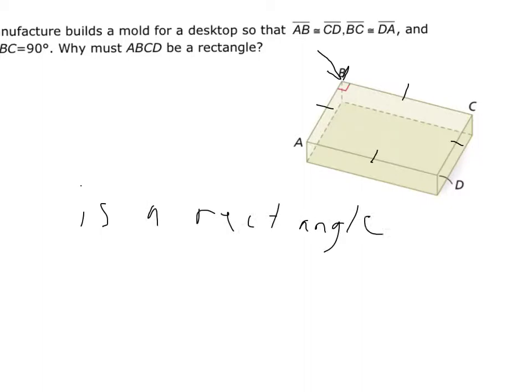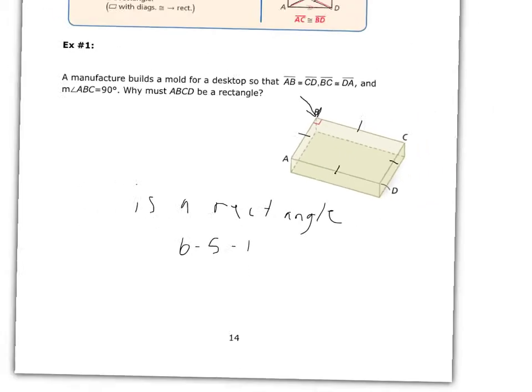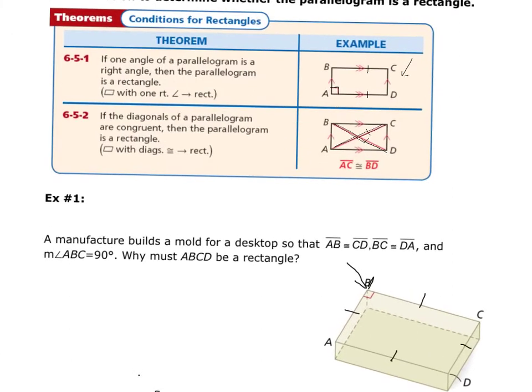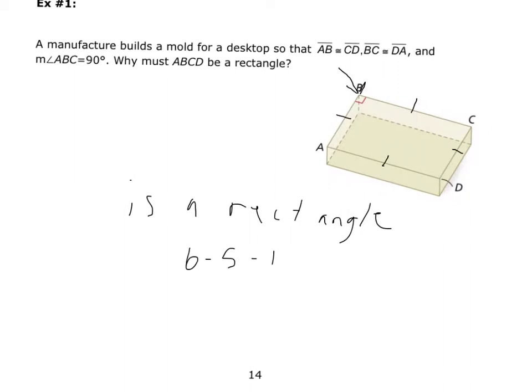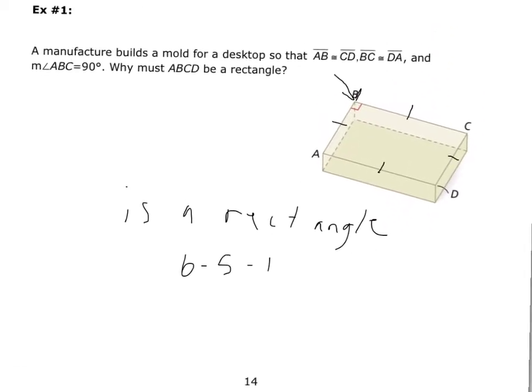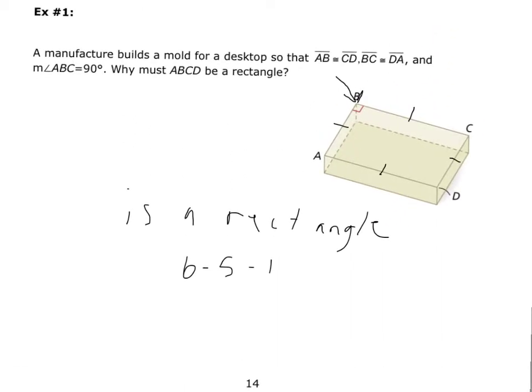Sorry for my bad handwriting. This is a rectangle by 6-5-1. And if you remember, 6-5-1, it says up here, if one angle of a parallelogram is a right angle, then the parallelogram is a rectangle. And so that's where we get that. We know it's a parallelogram, and then it has one right angle, so it is a rectangle. Okay, so make sure you review these properties. If you're a little bit confused, go back, review those again.